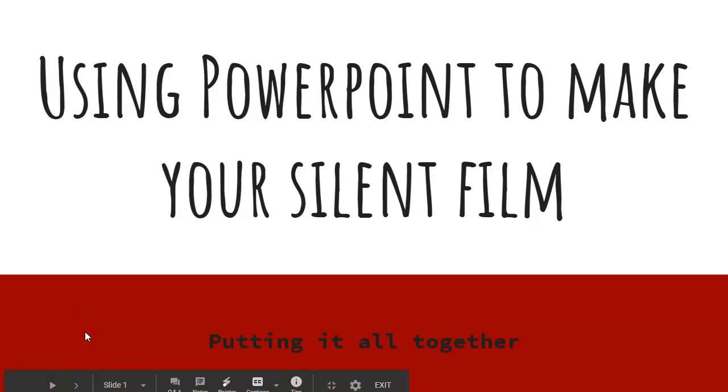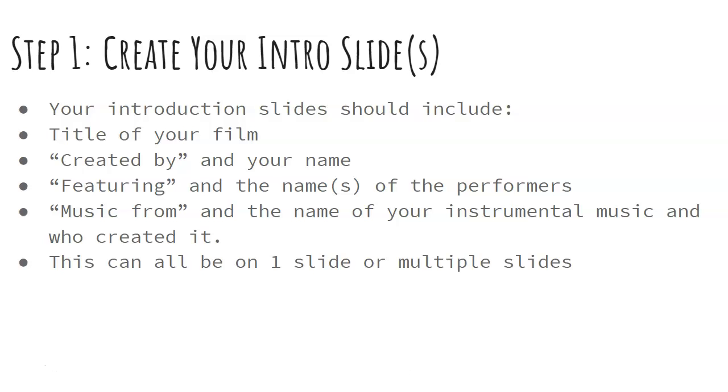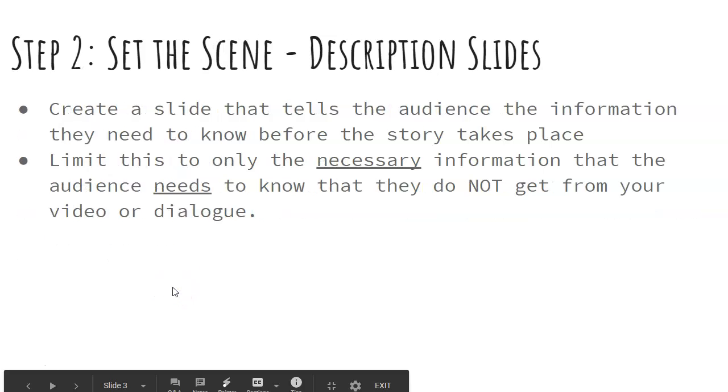All right, hi guys. So we are going to go over a little bit today how to use PowerPoint to make your silent film. So the first thing is to create your slides, and you should have done that a couple of lessons ago when we created our title slides. That was intro slides and description slides.